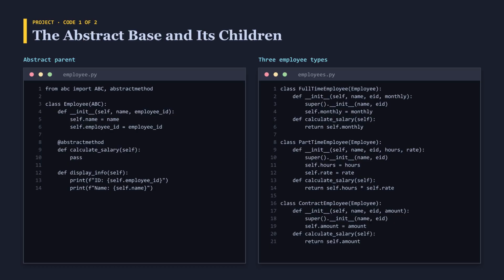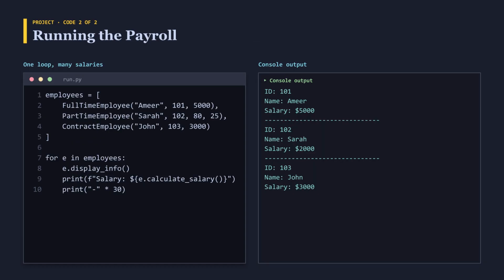Each child calls super().__init__() to reuse the parent setup. Inheritance, abstraction, and the seeds of polymorphism, all in one clean hierarchy. Now we run payroll. We build a list holding one of each employee type, then loop once, calling display_info and calculate_salary on every employee.